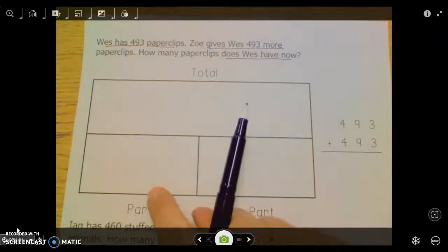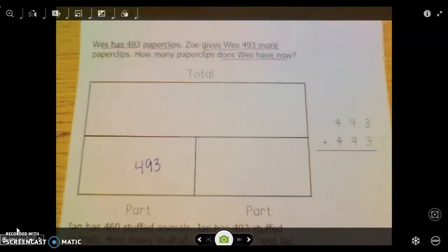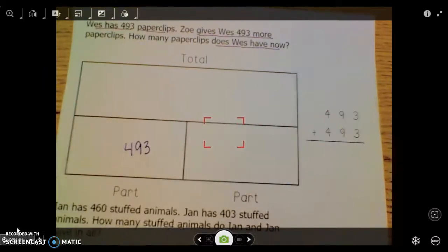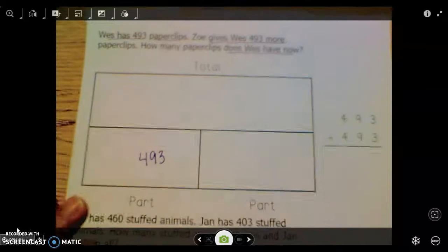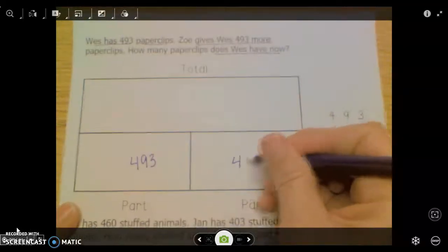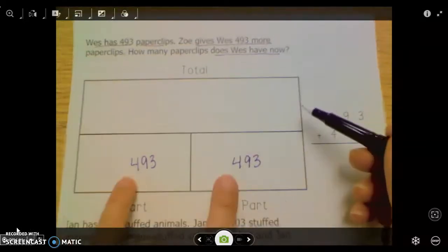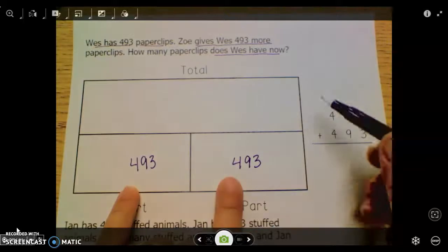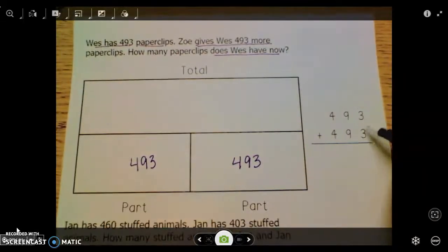So I know that Wes has 493 paper clips. And then Zoe, let's see if we can get that zoomed or a little more focused. Then Zoe gives Wes 493 more, so we're adding to it. Okay. And now I just need to know the total. So I'm going to put these two numbers together. When we put the numbers together, we are adding. So here's my addition over here.